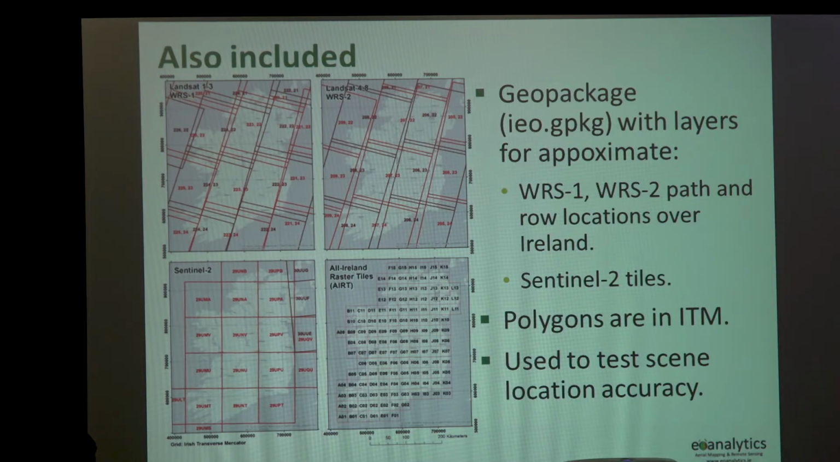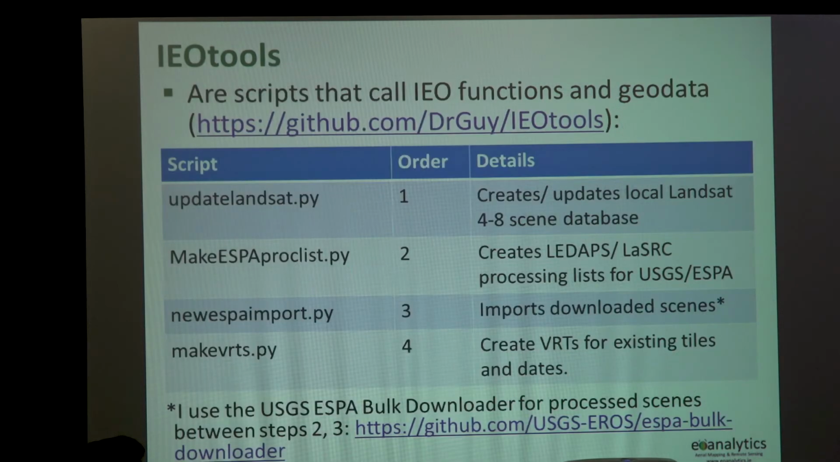Because one of the things I discovered with that previous issue where scenes may be misprojected, I went ahead and said, okay, well, after we do the conversion from UTM to ITM, let's go ahead and make sure that this is actually where it should be located. So it just makes sure that the scene center is within 50 kilometers of where the scene center should be according to the WRS2 locations.